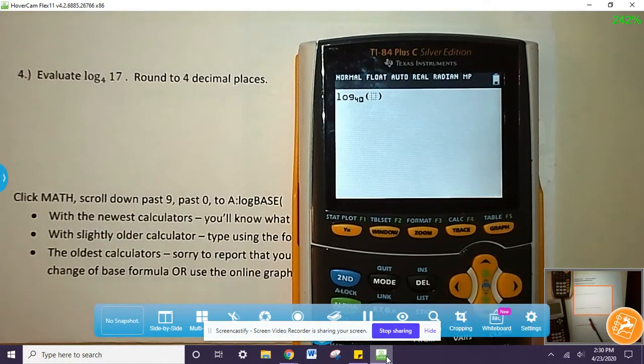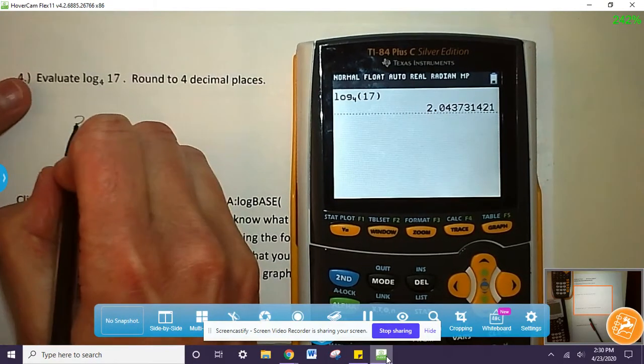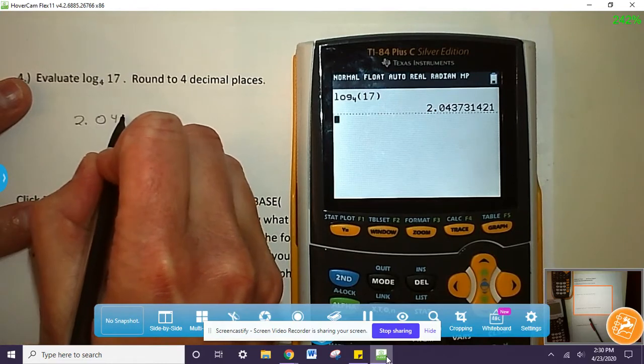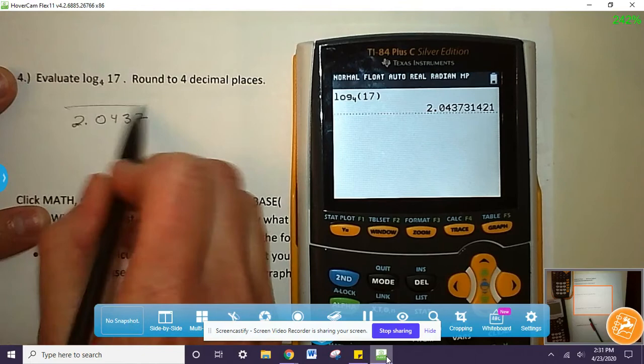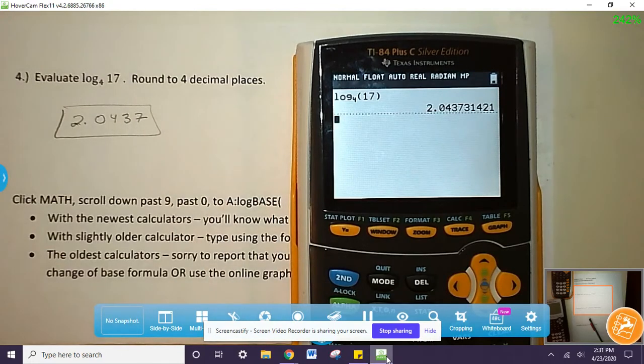So we can plug in a base of 4 and 17 for the input for the log. And there's the 2 point something, just a little bigger than 2 that we were expecting. So 2.0437 if we round to 4 decimal places. So if you're lucky enough that your calculator has that feature, you can just pop that right in.